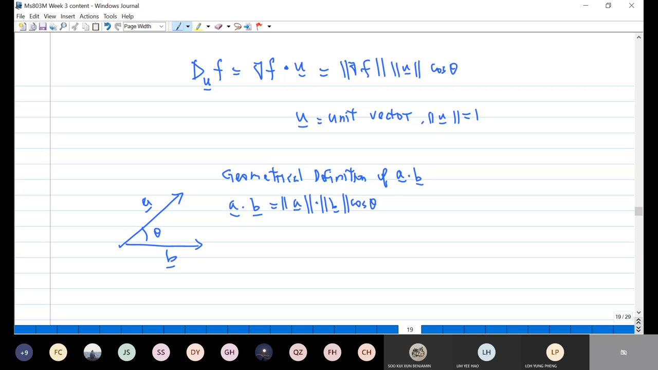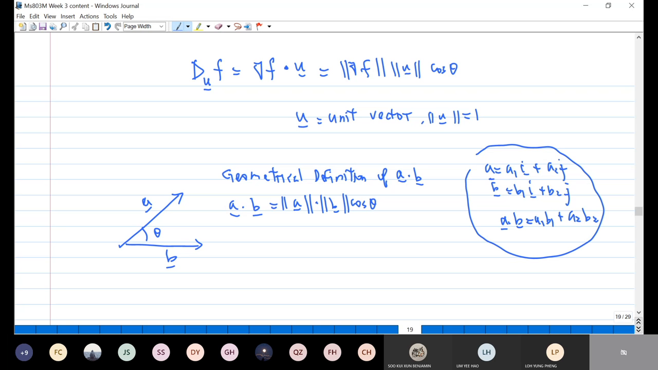Another definition of A dot B: if A is equal to A1 i plus A2 j, and B is equal to B1 i plus B2 j, then A dot B is A1 B1 plus A2 B2. This is another way to do a dot product, but I'm looking at the geometry now. The directional rate of change is the dot product.